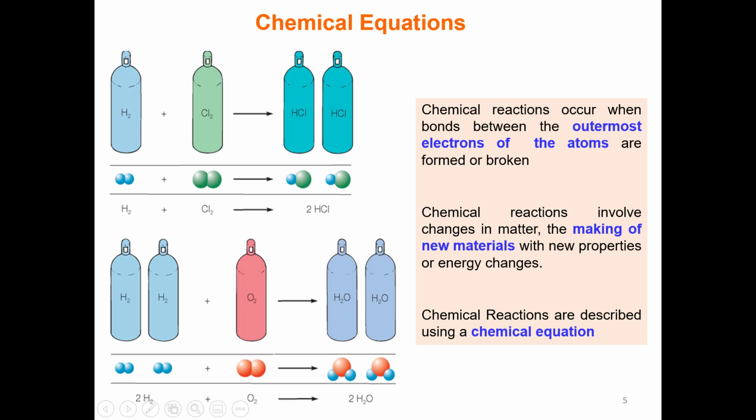In the second example, we have 2 molecules of hydrogen gas reacting with 1 molecule of oxygen gas, and then we have two molecules of water vapor. Then we can describe the chemical reaction using a chemical equation.